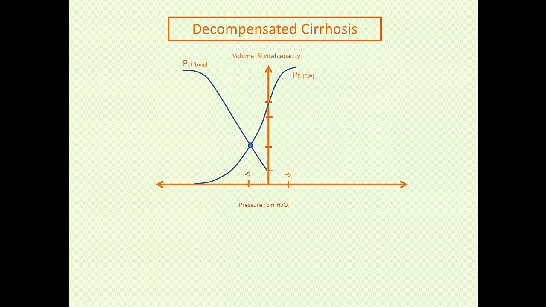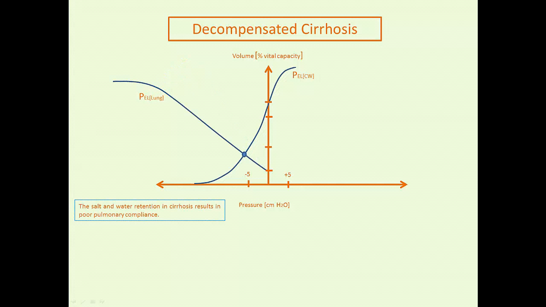So again, normal pulmonary elastance or compliance here, normal chest wall compliance or elastance here, and functional residual capacity is the intersection of the two. Intrathoracic or pleural pressure, it's not labeled very well, is on the x-axis, and on the y-axis is volume. This is 0 or atmospheric pressure, this is above, and this is below atmosphere. So what happens with the cirrhosis?